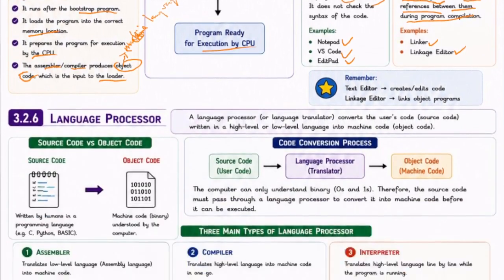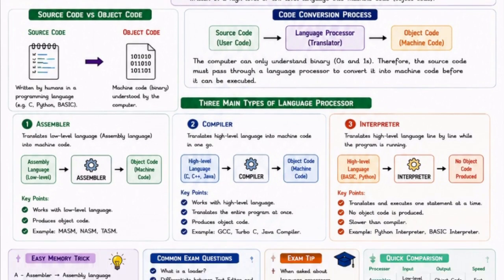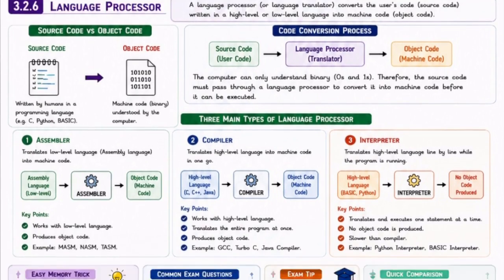So language processor, I want you to pay attention here. A language processor or language translator converts the user's code, which is the source code, written in a high level or low level language, into machine code, which is the object code.